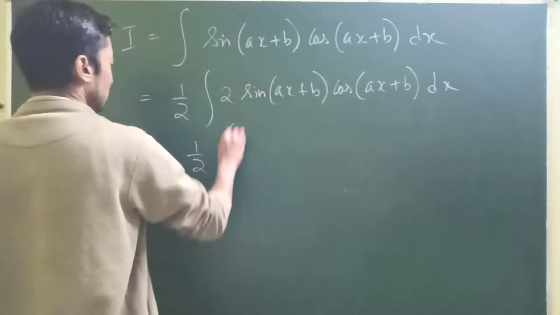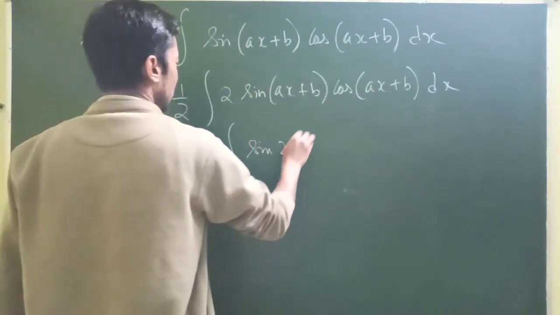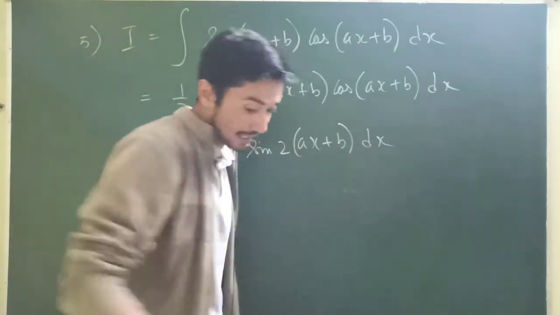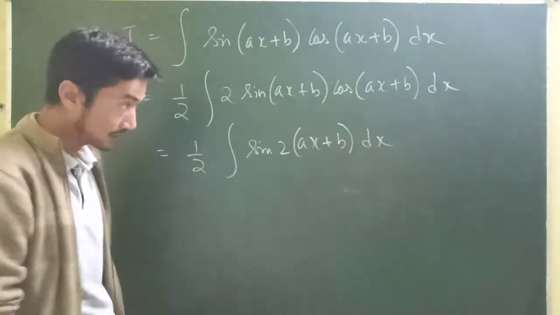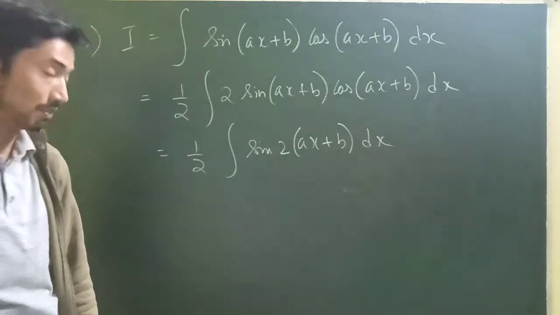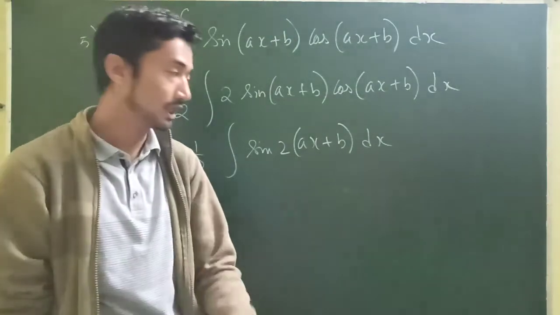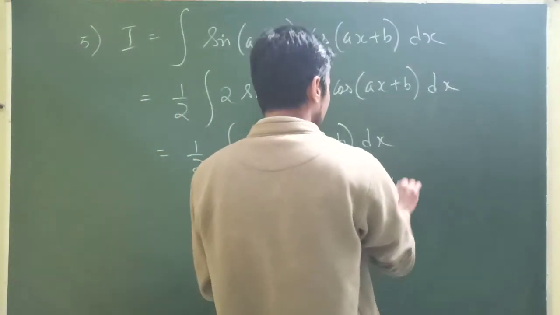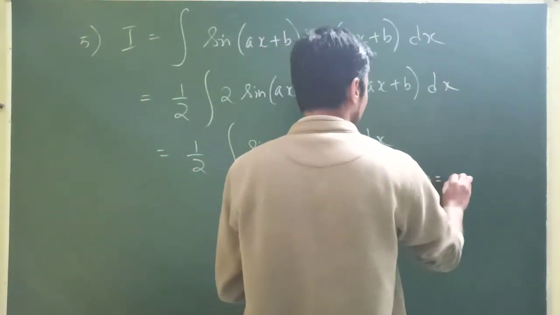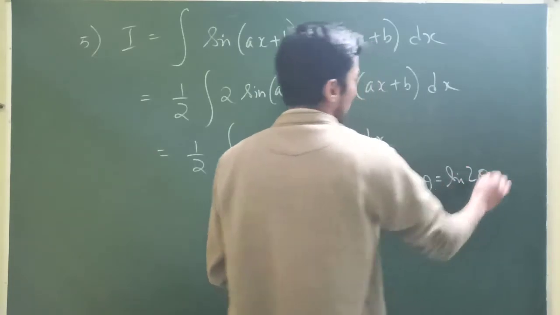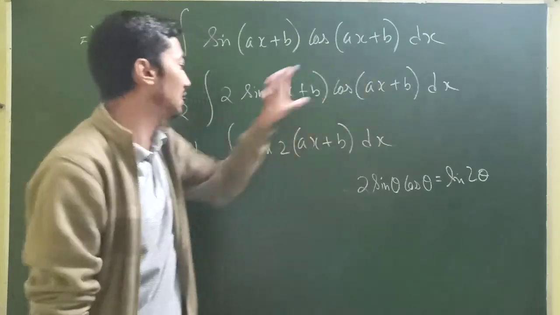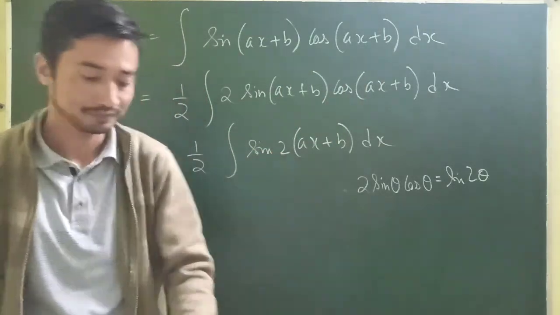So it becomes 1 by 2 integral of sine of (2ax plus 2b) with respect to x. Some of you must be thinking, where did this come from? How did this happen? You have studied trigonometry in class 11. Remember, twice of sine theta into cos theta is what? Sine 2 theta. That's what I'm using: twice sine theta cos theta is sine 2 theta.